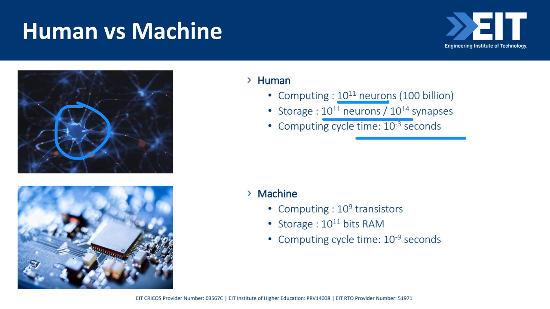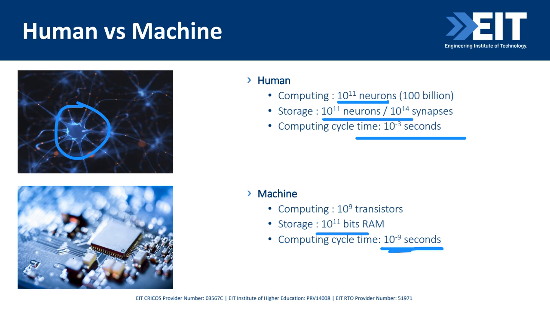So you can think of computation as done at a milliseconds level, which is quite slow compared to what computers are able to do. In our processors, computer cycle times are in the nanoseconds, much faster. Storage is comparable. We store the data in RAM, random access memory. So it's kind of comparable, 10 to the power 11 bits typically.